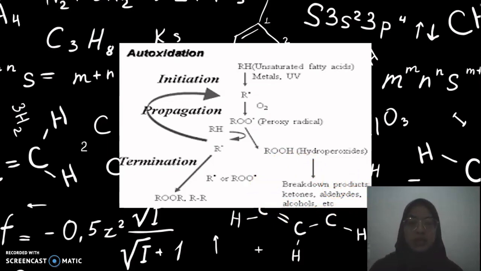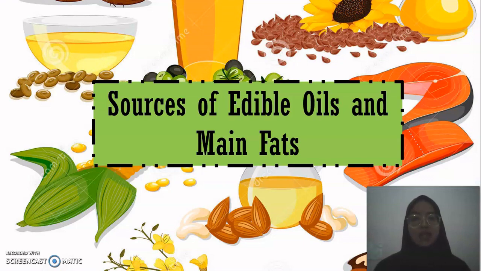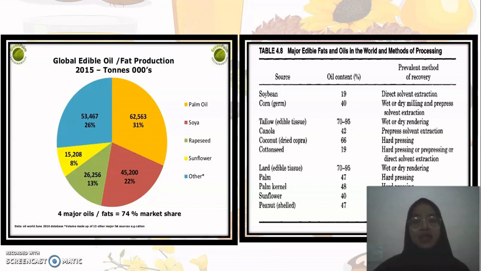Okay, so next we will continue to the sources of fats and oils. The sources of edible oil and main fats. As we can see here, this is a pie chart of edible oil or fat production globally in 2015. So 31% are from palm oil, 22% from soya, 13% from rapeseed, 8% from sunflower, and 26% from others. So these are the 4 major oils or fats globally.